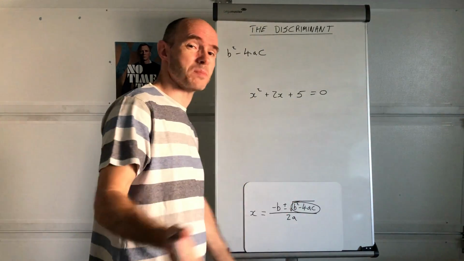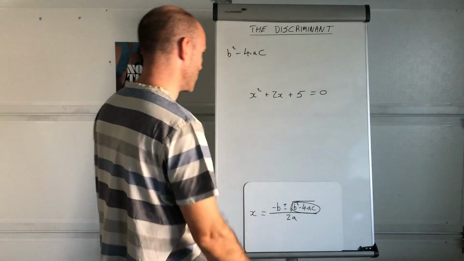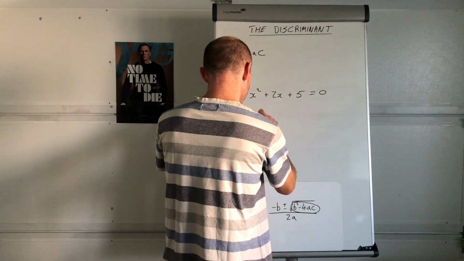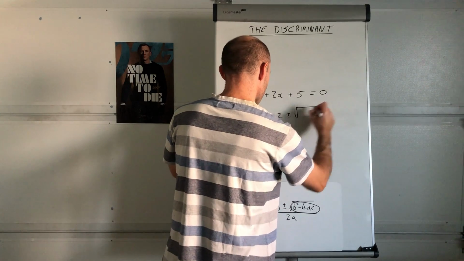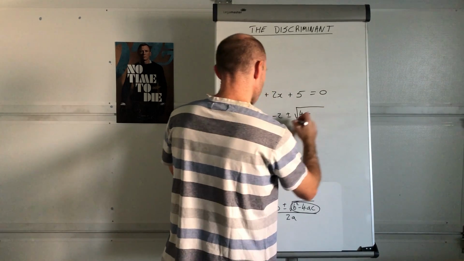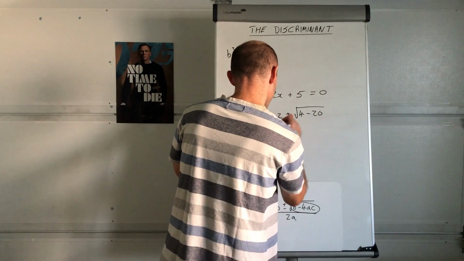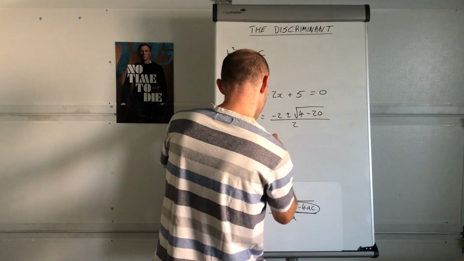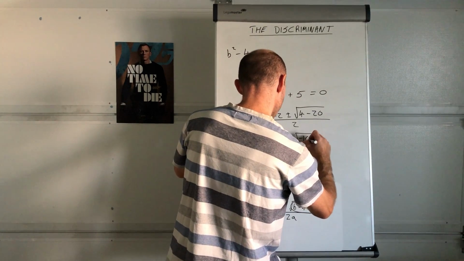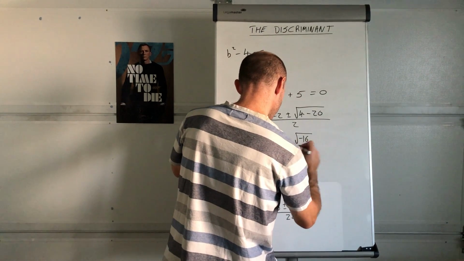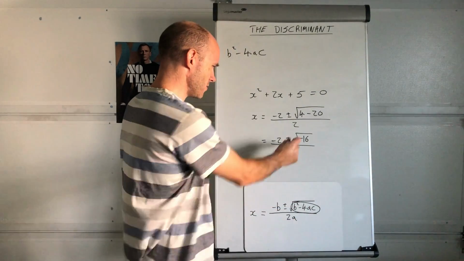I know I said I prefer factorising and completing the square, but there's a reason why I'm going to use the quadratic formula for this one. So x equals negative b plus minus square root of b squared, so it's 4, subtract 4ac, subtract 4 times 1 times 5, subtract 20, all over 2, and that's negative 2 plus minus square root of negative 16. Oh dear. Yeah, the root of negative 16.